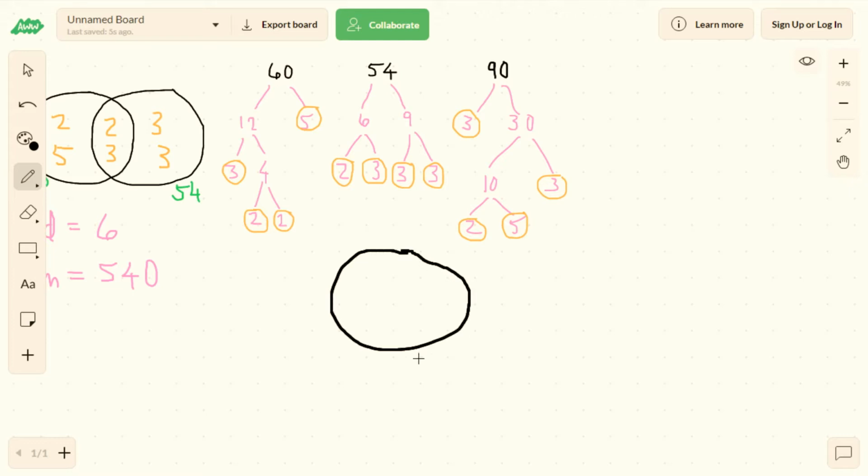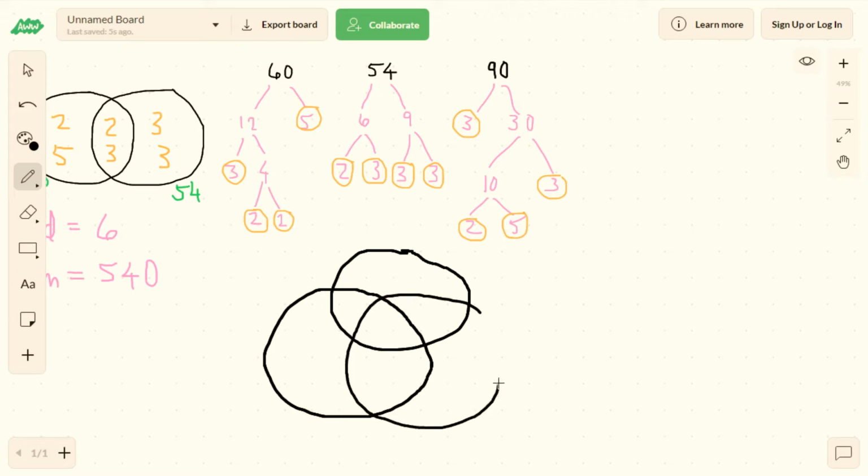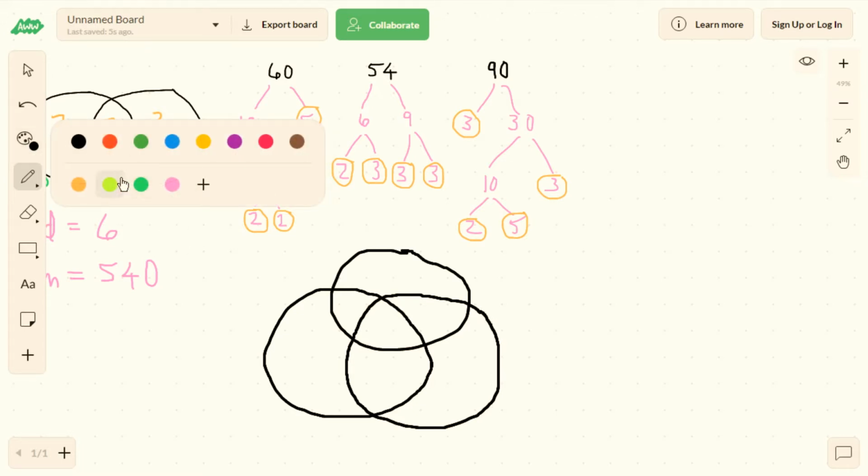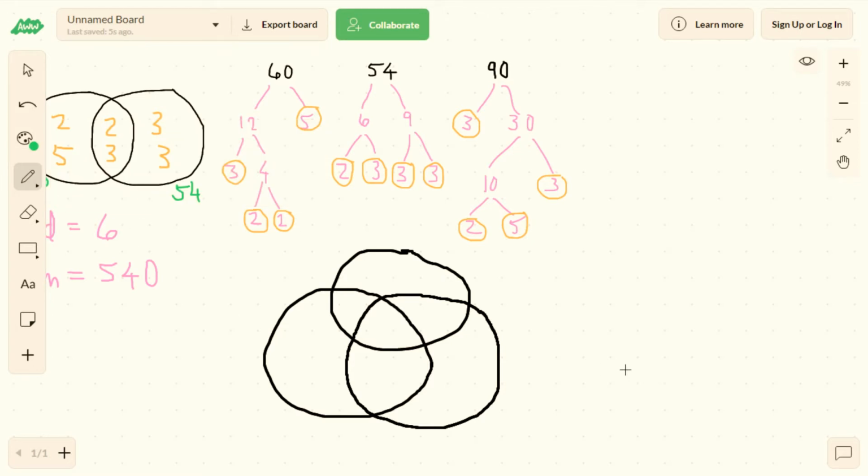While I'm sketching this out, and hopefully I don't mess it up too bad, these can be a bit difficult to draw. Has anyone here ever seen a Venn diagram for more than 3 items? Like, let's say 4 items, 5 items. Because that's where it gets really interesting. Let's put 90 up here, and the 2 others will be the same. So we'll have 60 over here, and then 54 over here. And this is going to give us our big GCD.